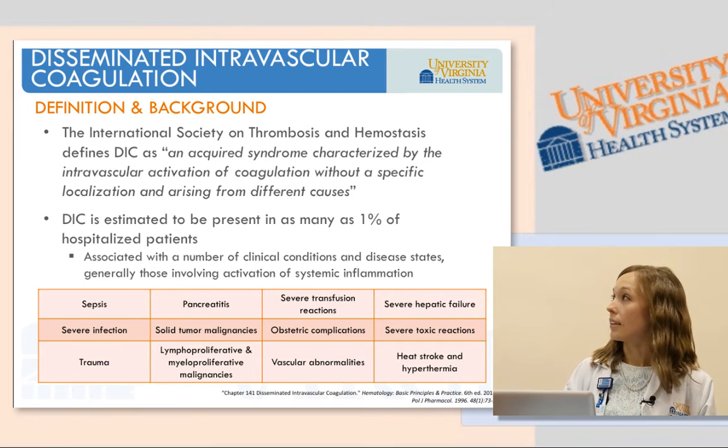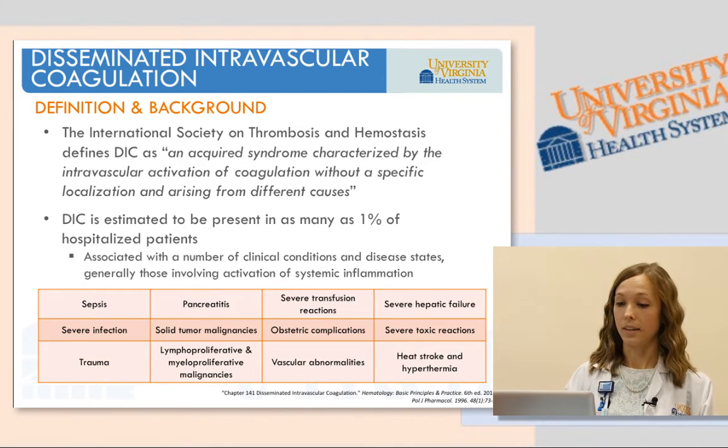So the International Society on Thrombosis and Hemostasis defines DIC as an acquired syndrome that's characterized by the intravascular activation of coagulation that happens without a specific localization and that arises from different causes. And we'll talk about what that means a little bit more in a second.